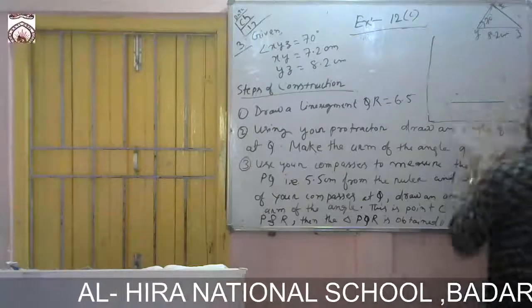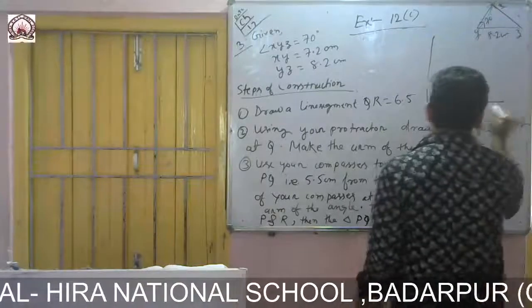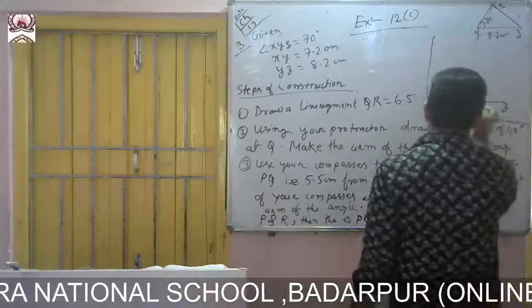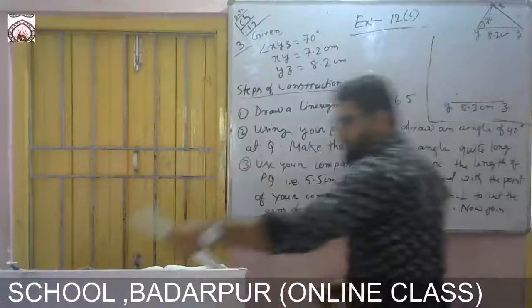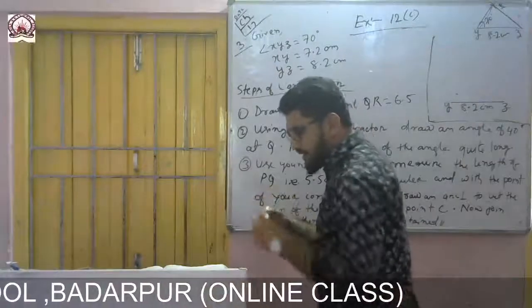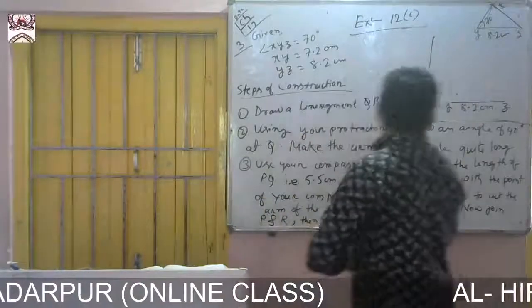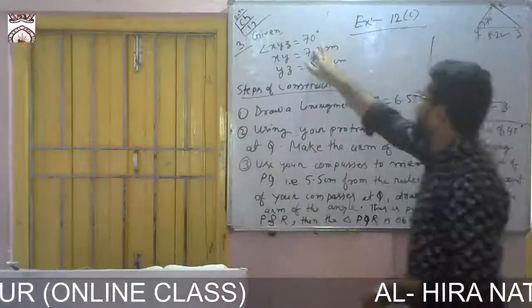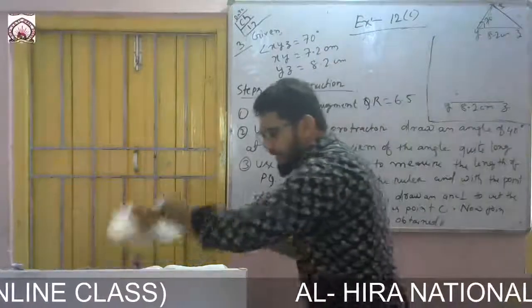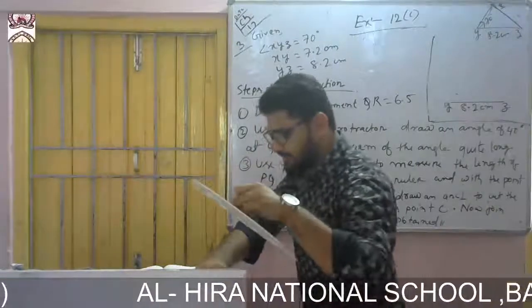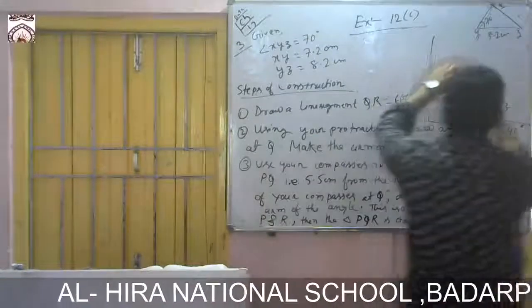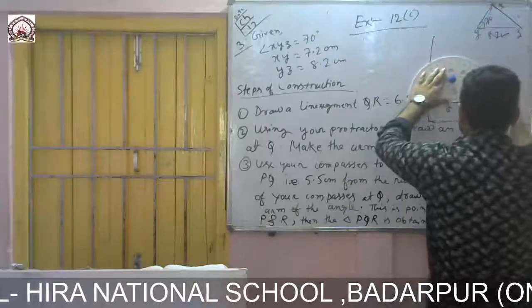8.2 centimeter I have taken. So this is YZ, 8.2 centimeter. Now at Y I need to draw 70 degrees. So take your protractor and measure an angle of 70 degrees.